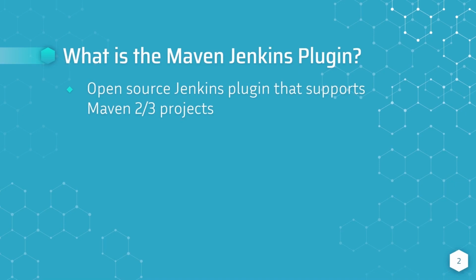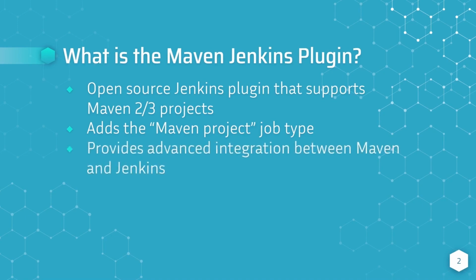And this plugin adds an additional job type to Jenkins called a Maven project. If you recall from the previous video, I walked through the new item page which listed all of the possible job types you could create in Jenkins. And this plugin adds an additional job type to that list on the new item page called Maven project. And this Maven project job type provides an advanced integration between Maven and Jenkins.